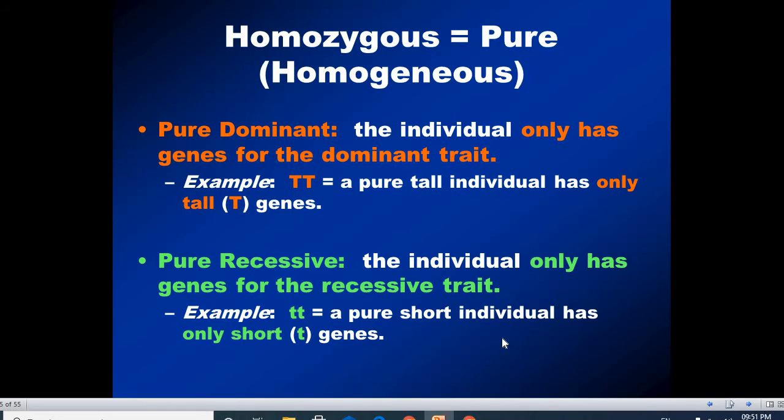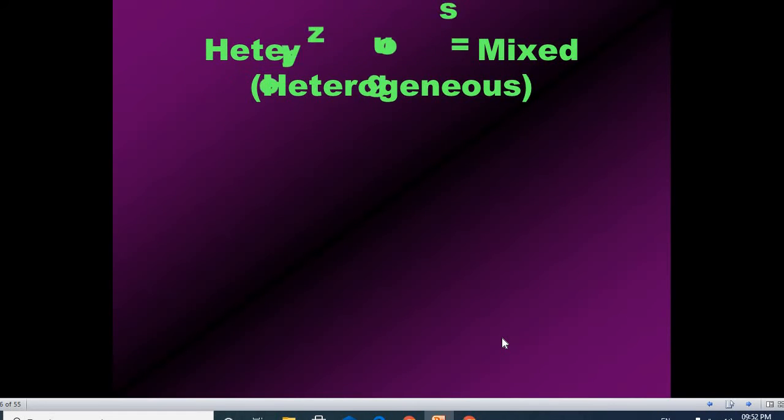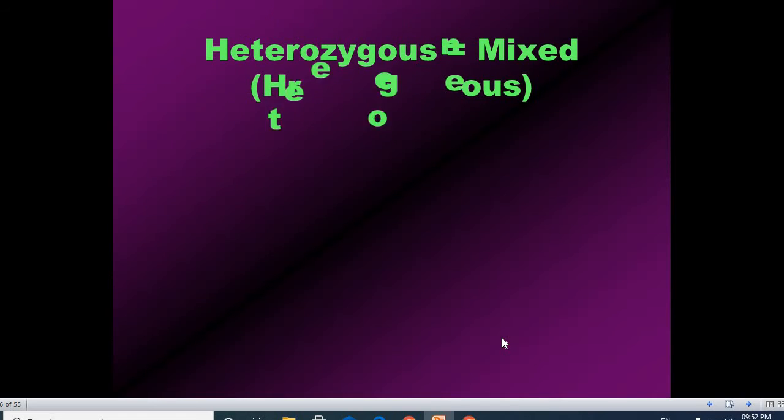Homozygous. Next one is pure recessive. So the individual only has genes for the recessive trait. For example, small t, both of the pair are small t. That is called a homozygous trait.